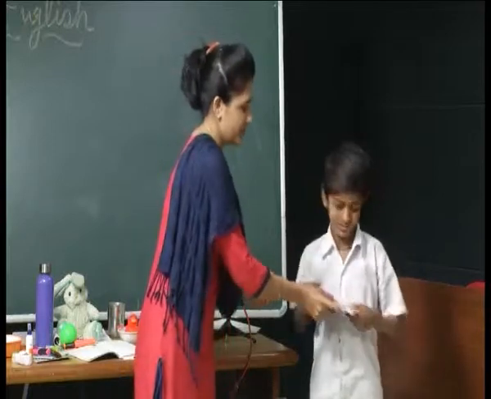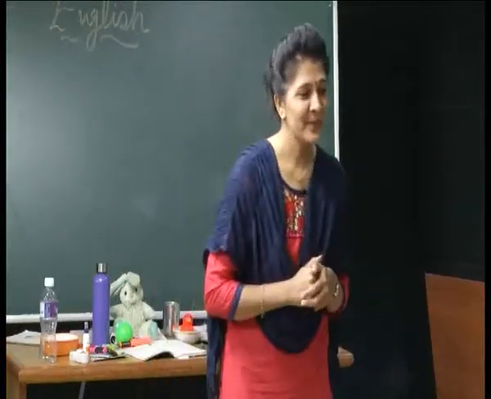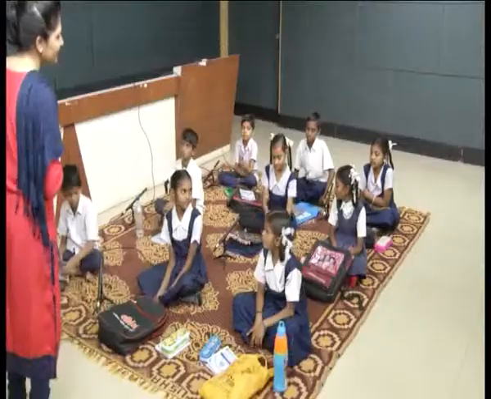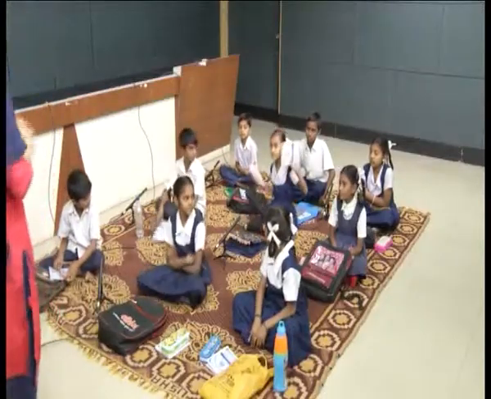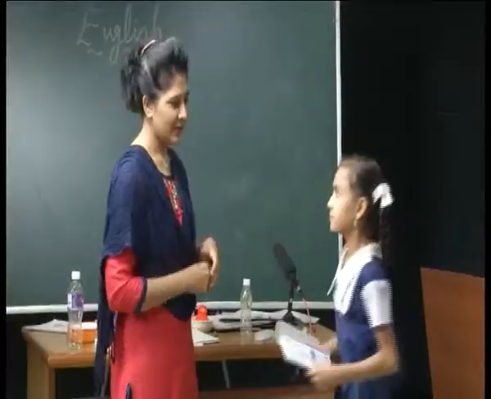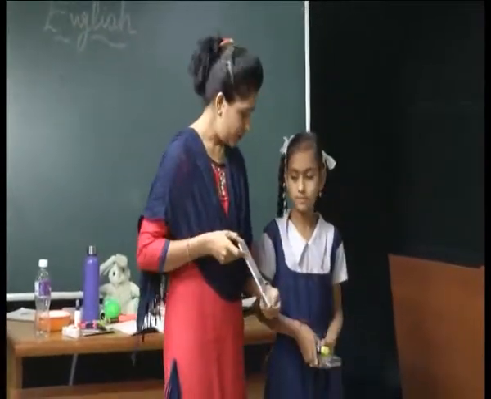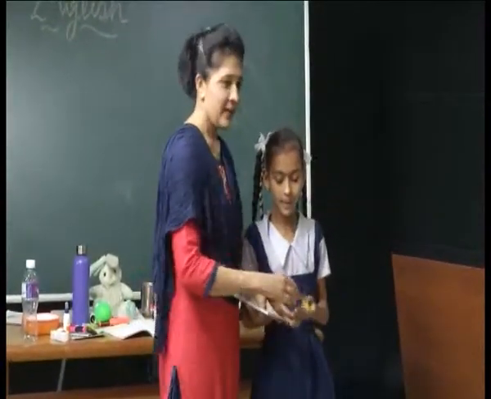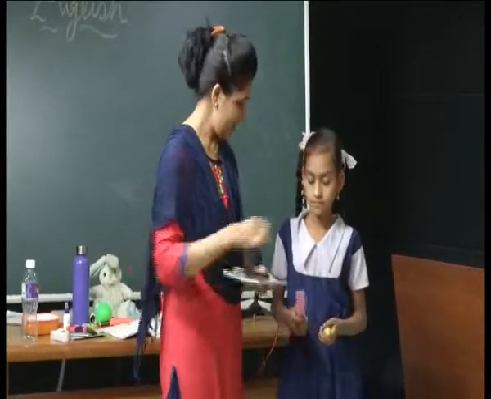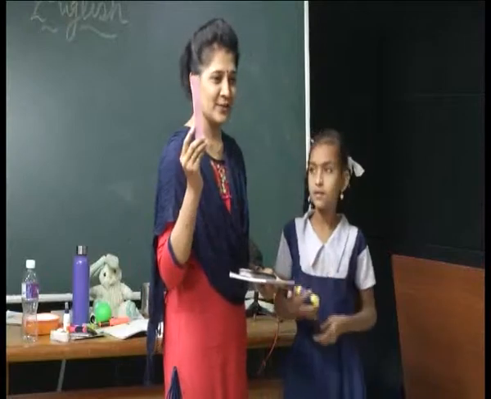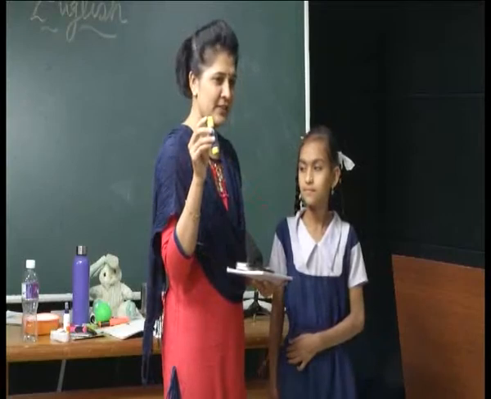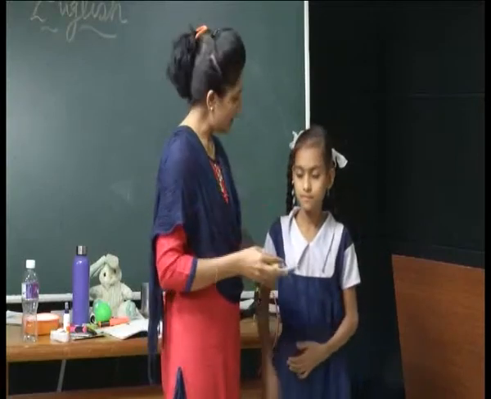Okay, please sit down. What is your name? My name is Akanksha. Akanksha, very good. What do you have? Oh, please come here. Children, see, Akanksha has a notebook, then compass box, then scale. Very good, scale. And fire stick. Okay, now make sentence.